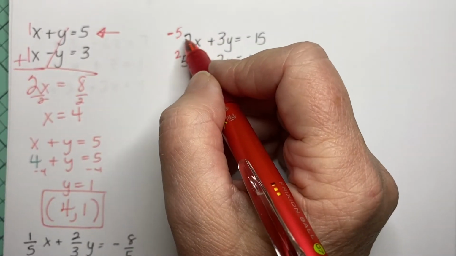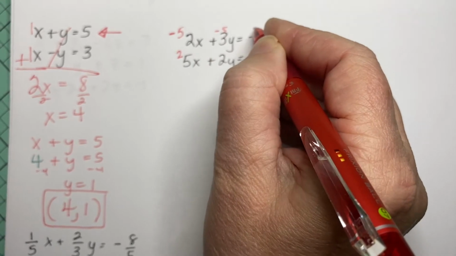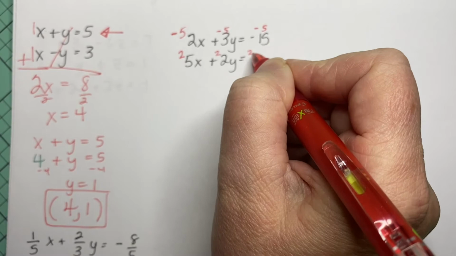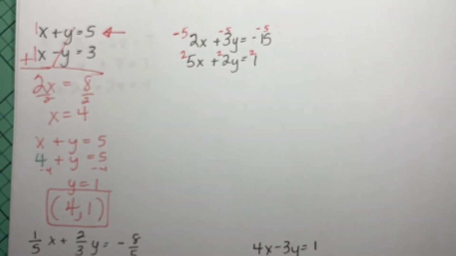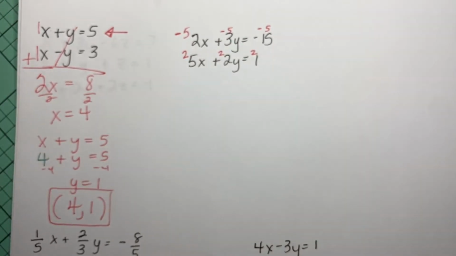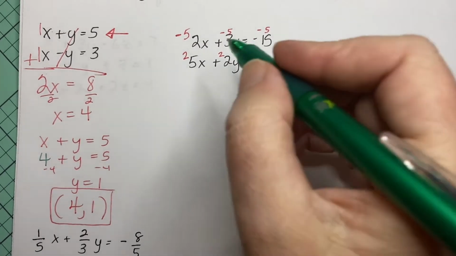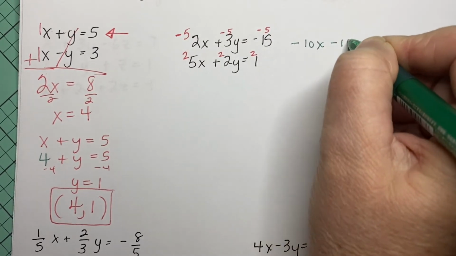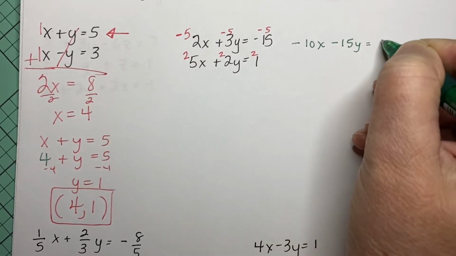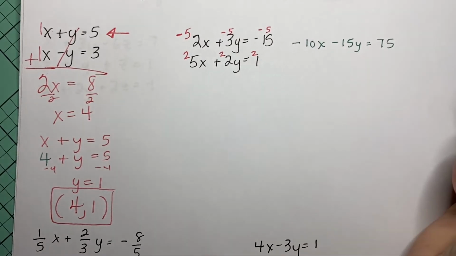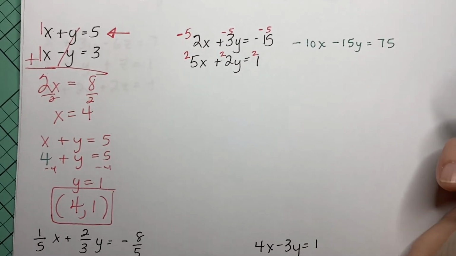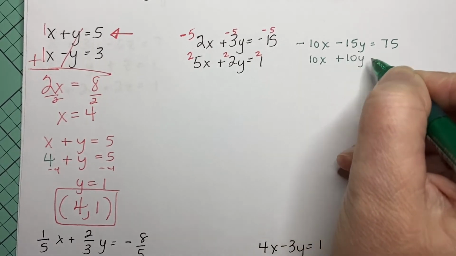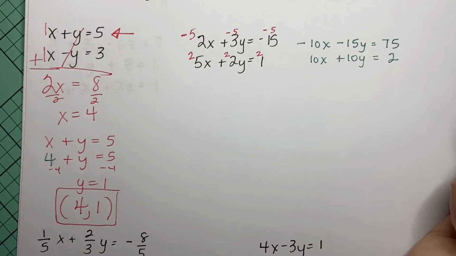But just remember, whatever you do to the first one, you have to do to all of them. So the top equation, I have to multiply them all by 5. And the bottom equation, I have to multiply them all by 2. So just be careful when you're multiplying here. There we go. So this would give me a negative 10x, a negative 15y, and a positive 75. Then on the bottom, I get a positive 10x, a positive 10y, and a 2.